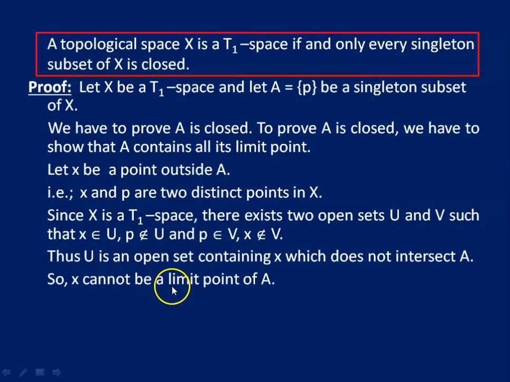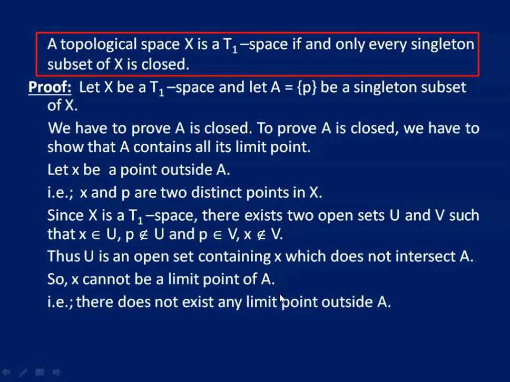Therefore, x cannot be a limit point of A because there exists an open set U containing x which is not intersecting A. Therefore, x cannot be a limit point of A. As we have taken x as an arbitrary point outside A, we can say that any point outside A cannot be a limit point of A by the same reason. That means there doesn't exist any limit point outside A.